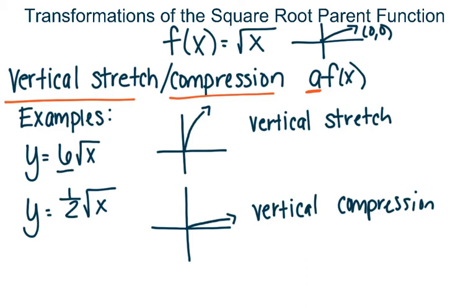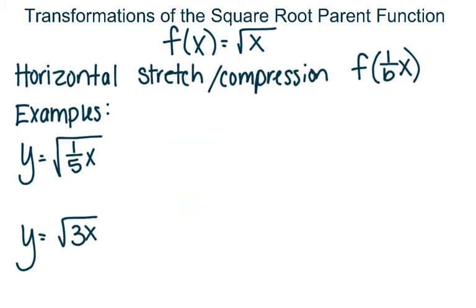Alright, so here's what happened. This 6 made it stretch, so notice it looks like you took the graph and you pulled it up. And then the 1/2 in front of the radical made it compress, so it looks like you smushed the graph down.